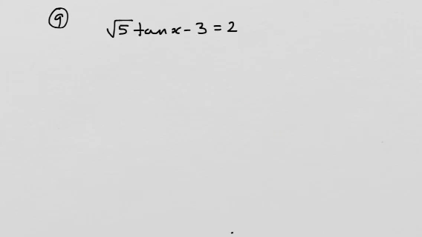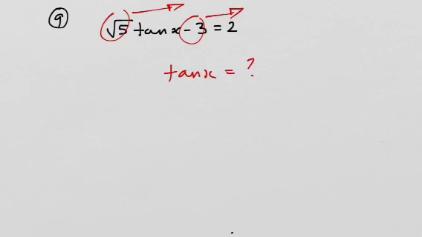Question 9, our trig equations. First thing I'm going to do is take the -3 over, then I'm going to take the root 5 over. That's going to leave us with tan x equals something. You can work that out. Draw your all sine tan cos diagram, tick the wee boxes that you need, write down your two answers. Should be able to do that.